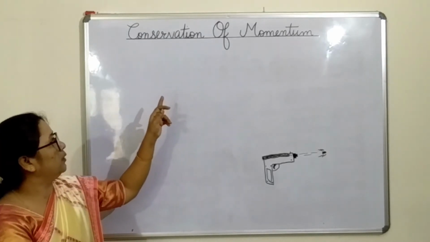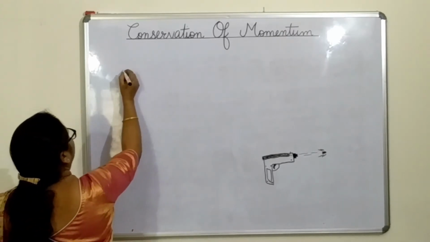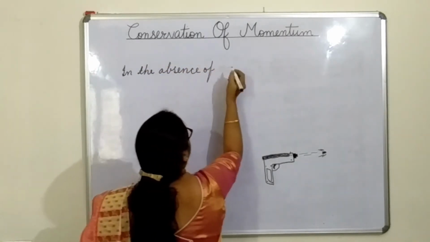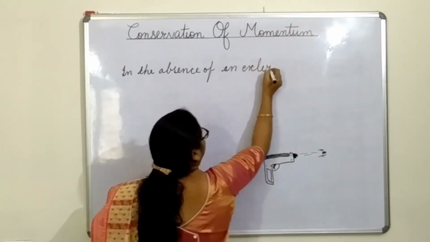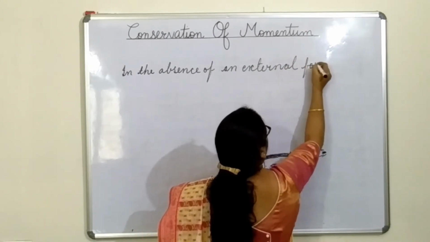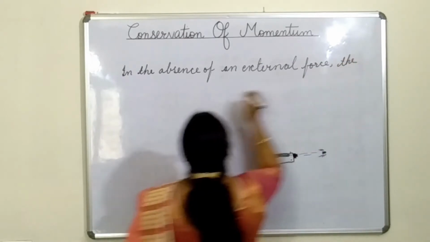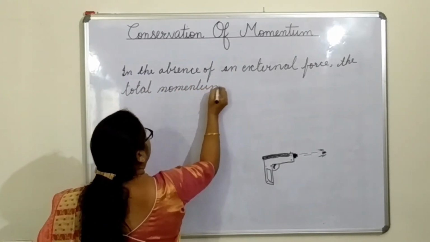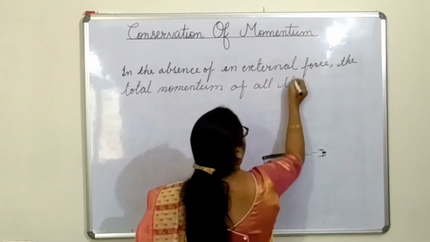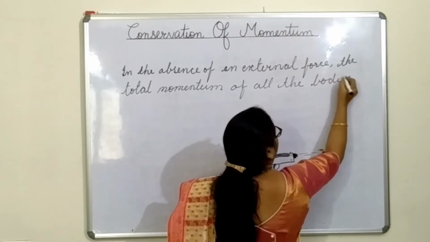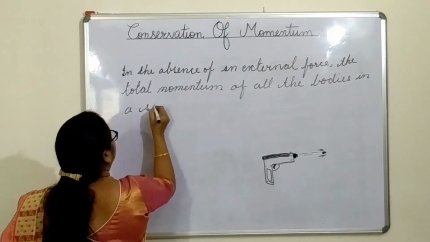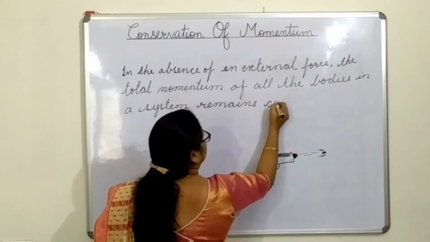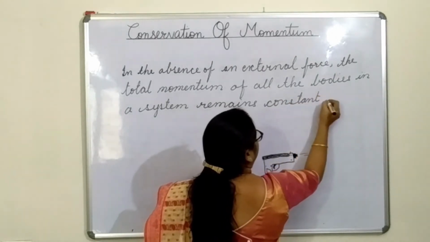So, according to the law of conservation of momentum, in the absence of an external force, the total momentum of all the bodies in a system remains constant. Constant means conserved.